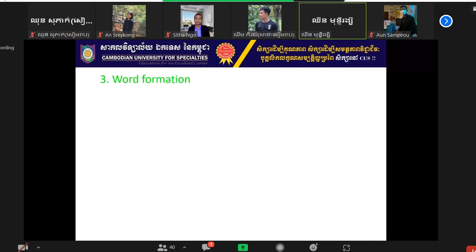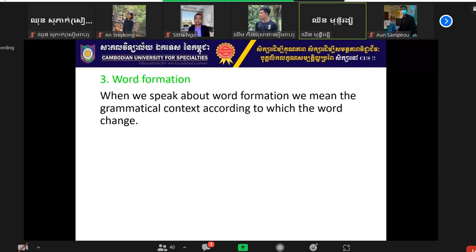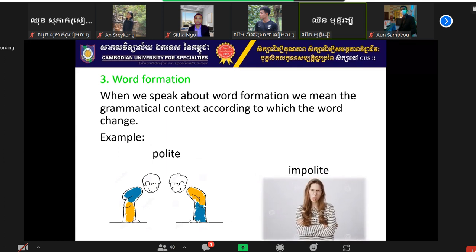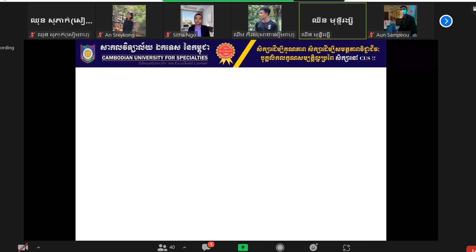Now we are on the third point, word formation. When we speak about word formation, we mean the grammatical context according to which the word changes. For clarity, I have an example too. It's polite. The word changes just as I and am. Going to impolite is not good for using this word.